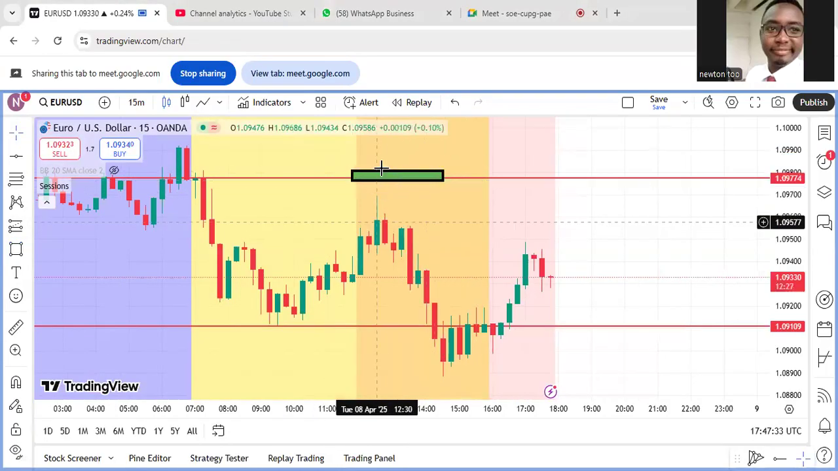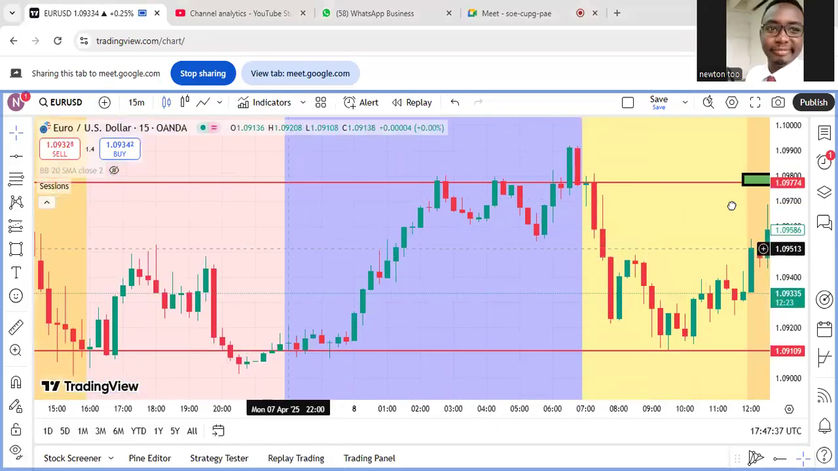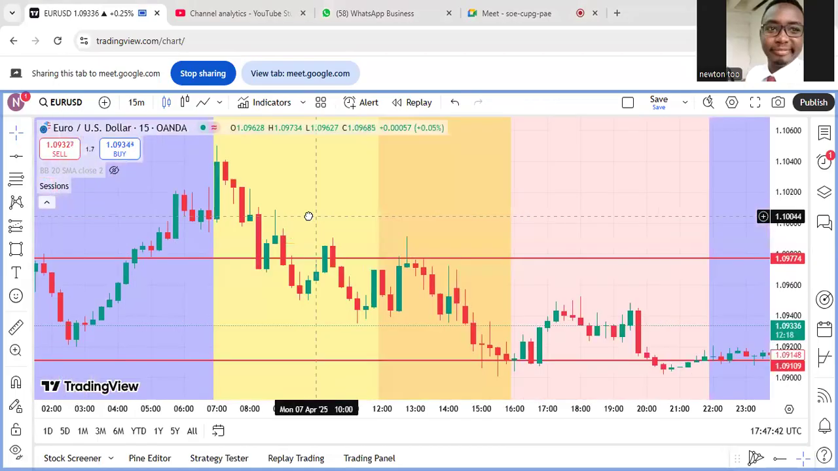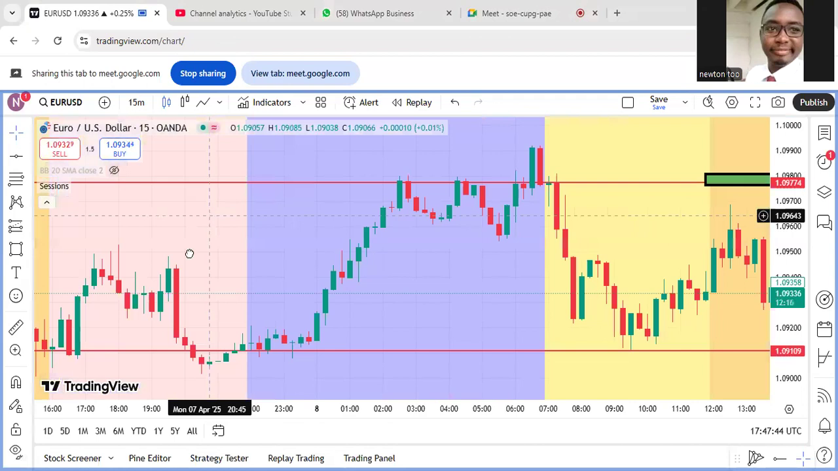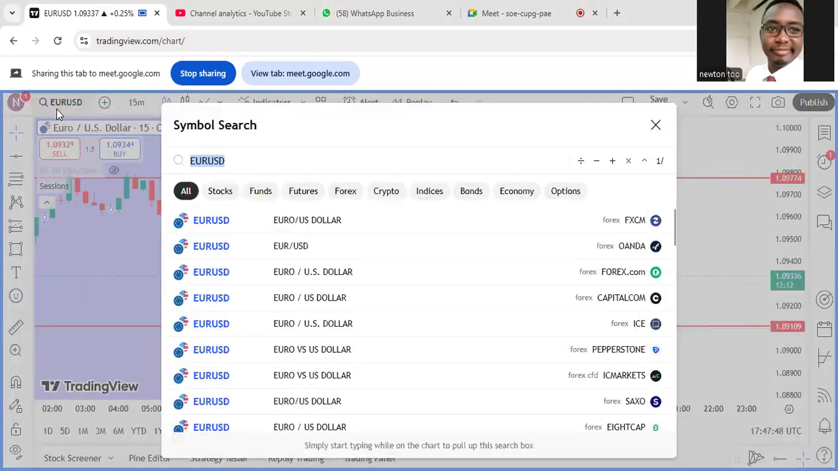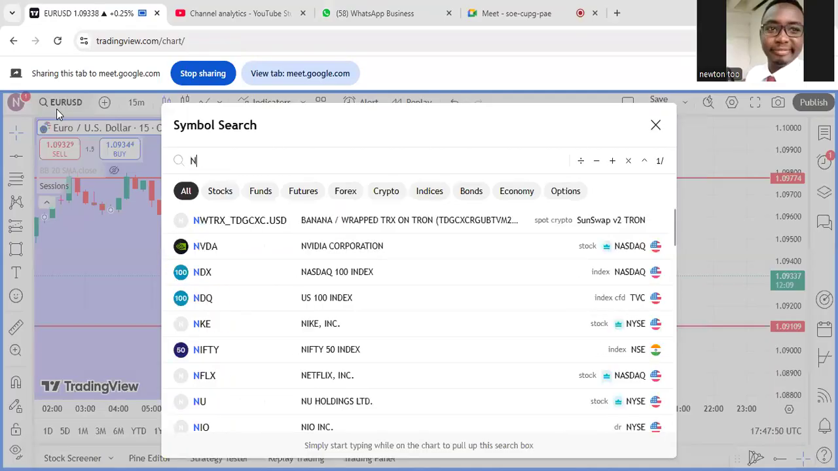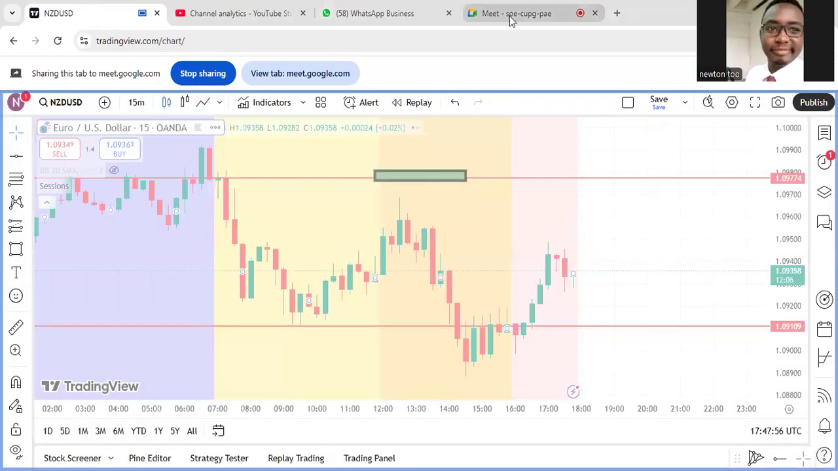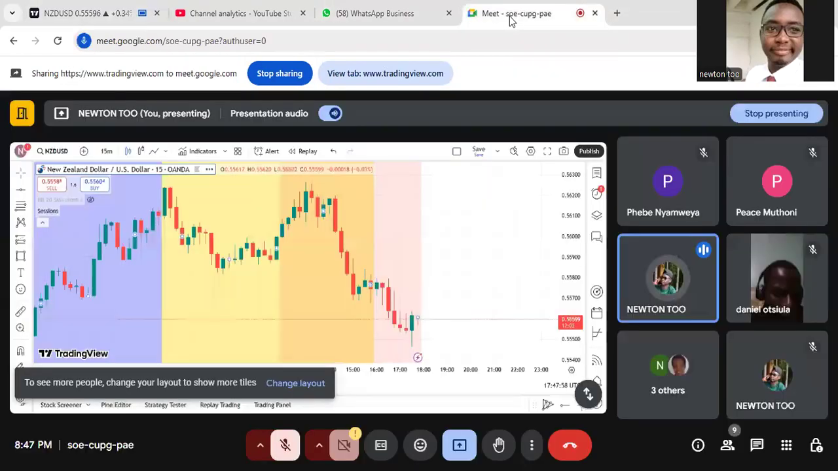But you can see the market didn't come to the high of London. So this means there was no trade on London, no trade on New York. Maybe you check in another currency. You check New Zealand dollar, then you can check gold. So here we have New Zealand dollar, NZDUSD.